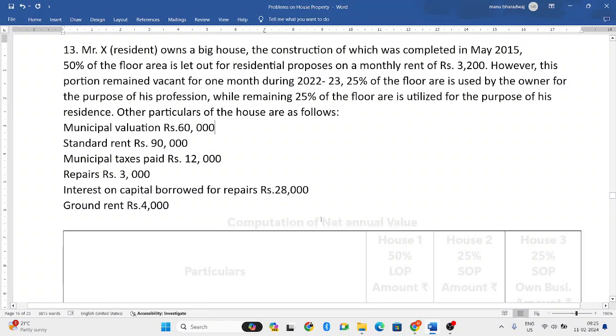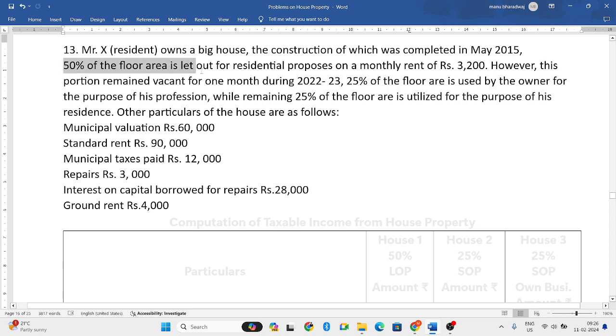In this particular video, let us solve one more problem in which you have to calculate the taxable income from house property. So the question is on the screen. Let us try to discuss the question. Mr. X, who is a resident, owns a very big house, the construction of which was completed in May 2015.